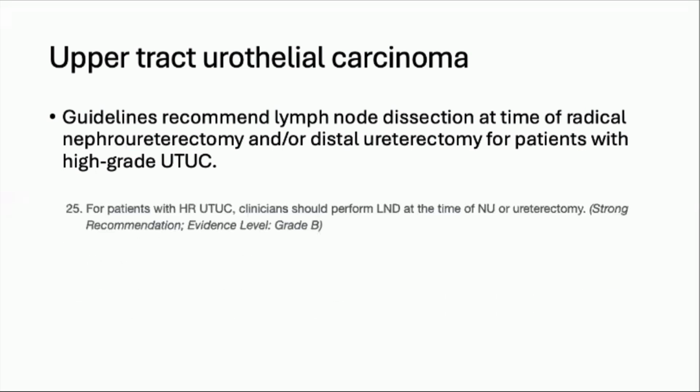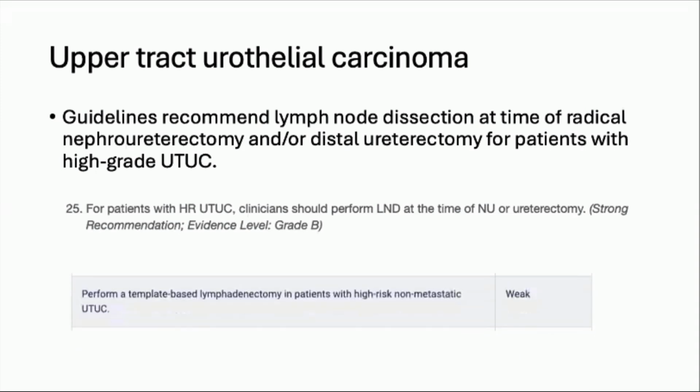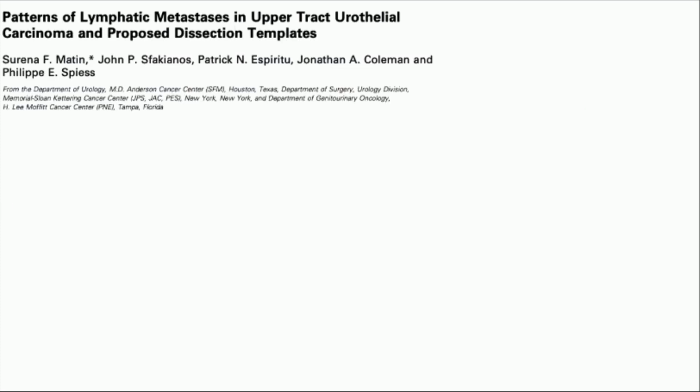This is from the AUA. They recommend that for patients with high-risk upper tract urothelial carcinoma, lymph node dissection should be given at the time of radical nephroureterectomy or ureterectomy. And also the EAU recommends that a template-based lymphadenectomy should be performed in patients with high-risk non-metastatic upper tract urothelial carcinoma. Now, how do we know where these lymph nodes drain into?